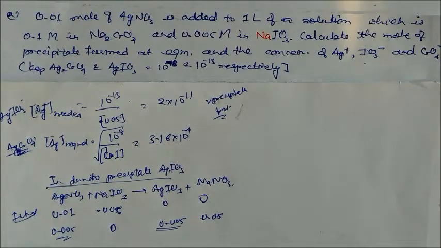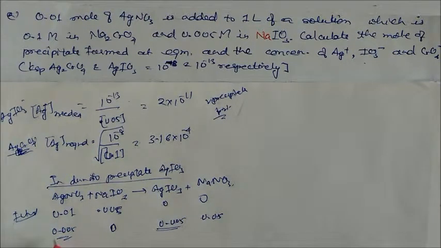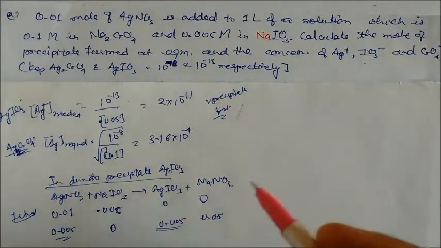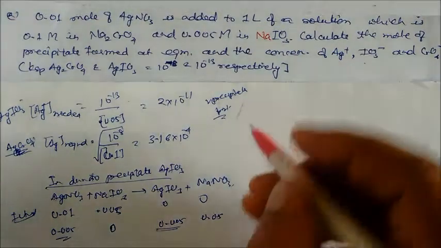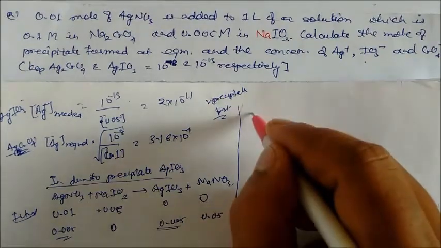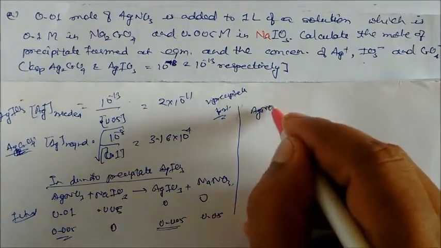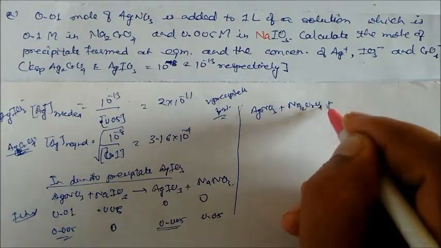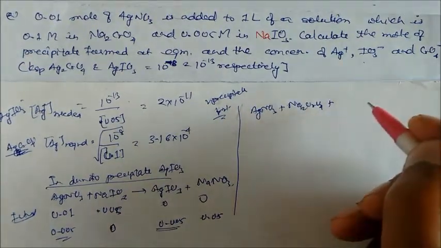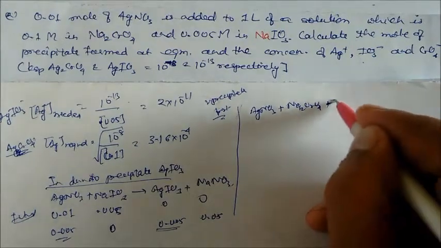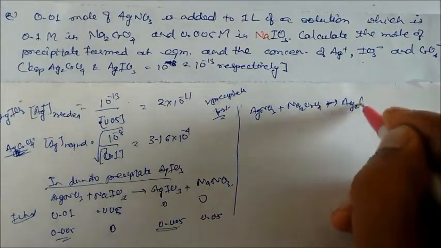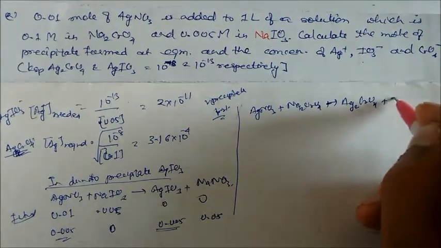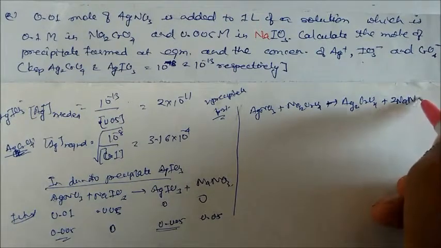Okay, now the left mole of silver nitrate, which one will this silver nitrate now precipitate? Silver chromate. So write the next equation: silver nitrate plus Na2CrO4, and it will give you Ag2CrO4 plus 2 sodium nitrate.